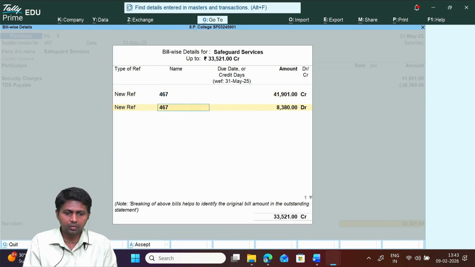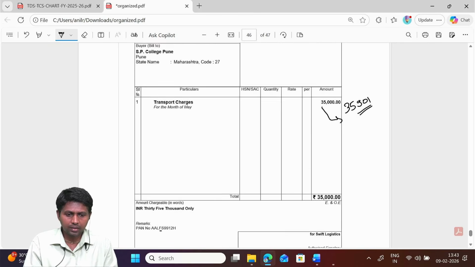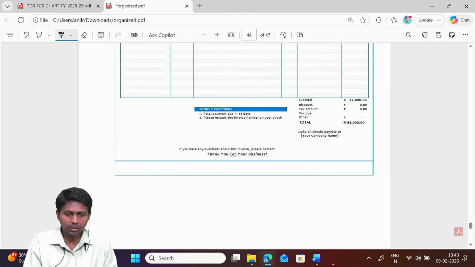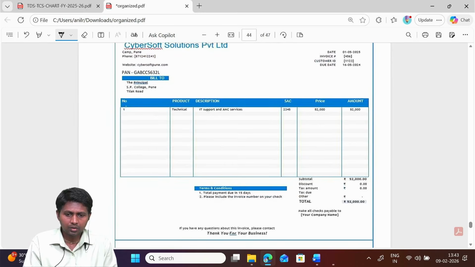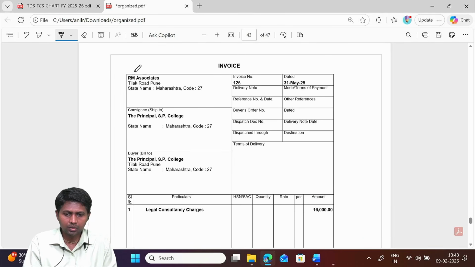Like this you can accept. I have shown you 3 bills. Now remaining bills you can pass. One more entry. This RM Associates legal consultancy charges bill you have received. No PAN number. I think PAN is not available.